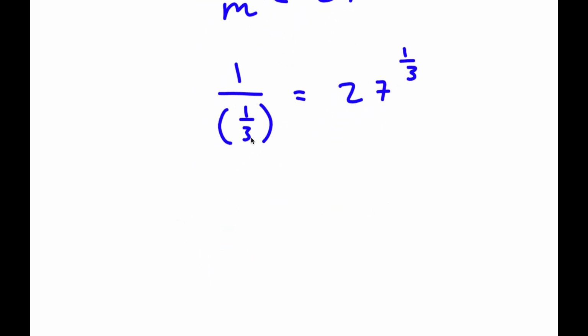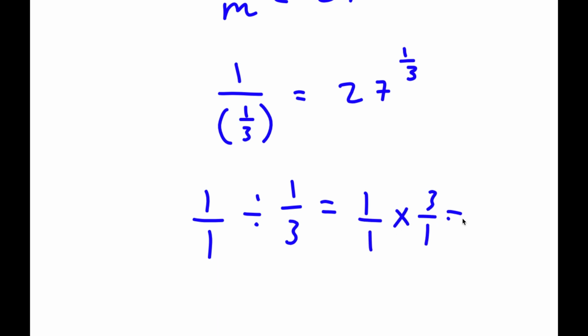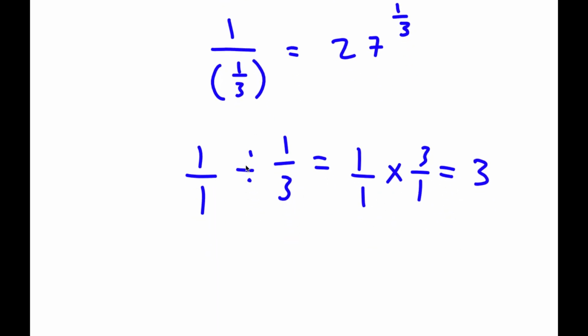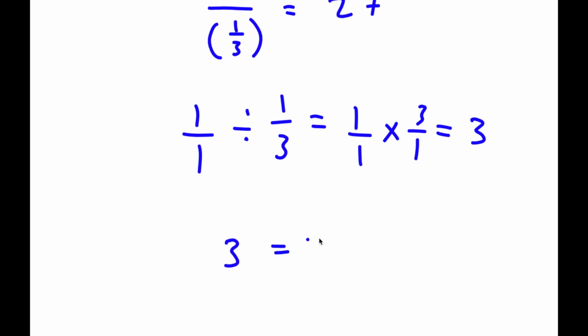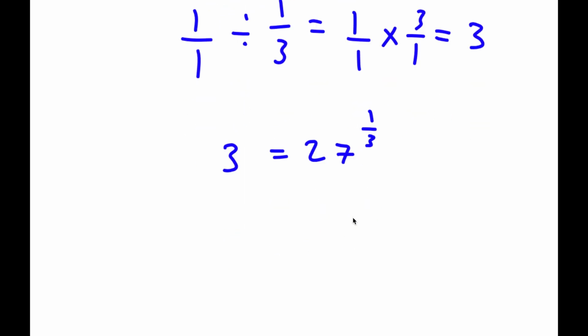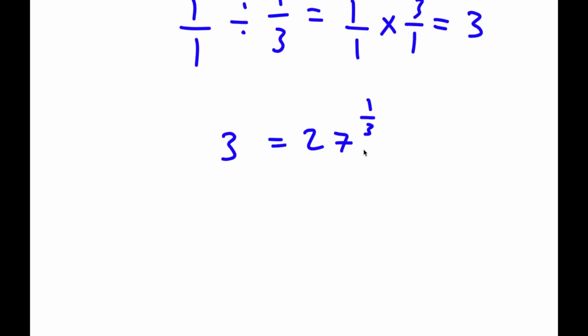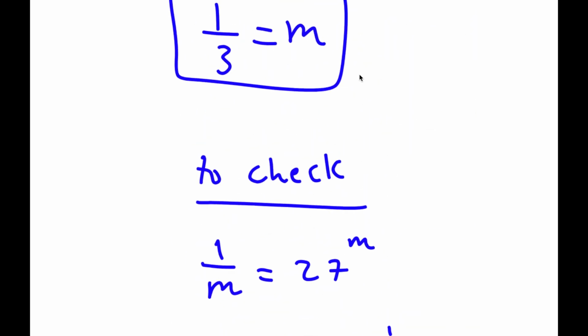Now, 1 divided by 1 over 3, that's the same thing as 1 over 1 divided by 1 over 3, which is the same thing as 1 over 1 times 3 over 1, which is equal to 3. So now I have 3 is equal to 27 to the power of 1/3. Well, 27 to the power of 1/3, that's the same thing as the cube root of 27, and the cube root of 27 is 3. So I have 3 is equal to 3, and this is right, so my solution is right.